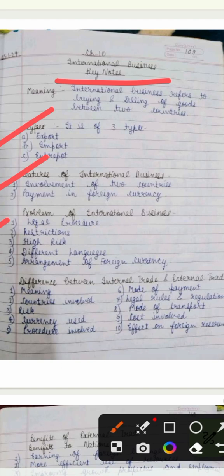International business is not as free as internal trade. It involves a lengthy process, for example, we have to take a license for importing and exporting goods. So there are some restrictions. High risk is also involved in international business. Risk of goods being transported through ships, risk of damage of goods in transit, etc., due to long distance.